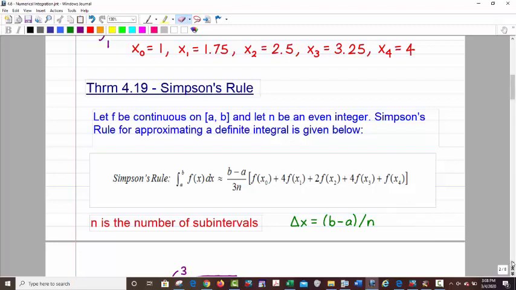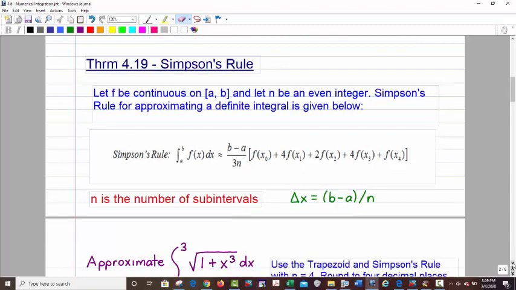That's kind of confusing without seeing it, but don't worry about it. You would just alternate the 4s and the 2s, but you would finish to where the next to the last one would have a 4 in front of it. Now your delta x, the difference in the x values, is measured the same way it would be for the trapezoid rule. Same idea. You take b minus a divided by n.